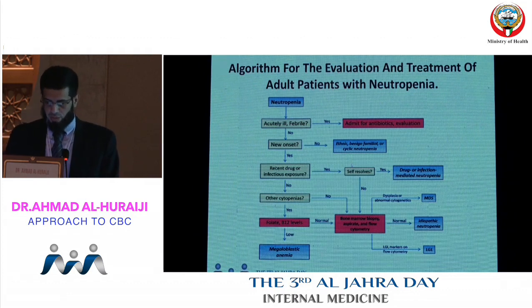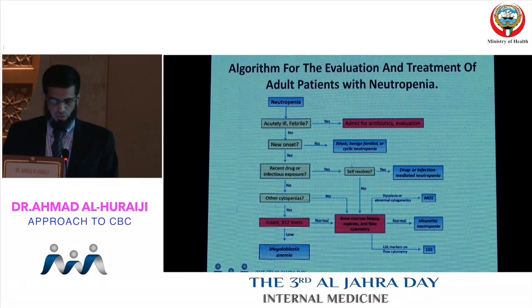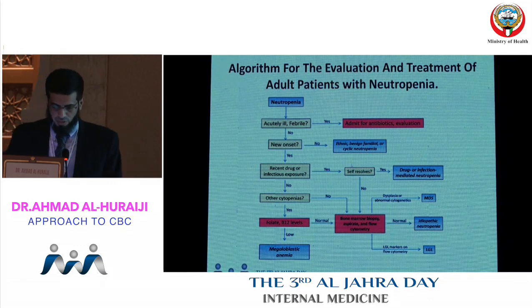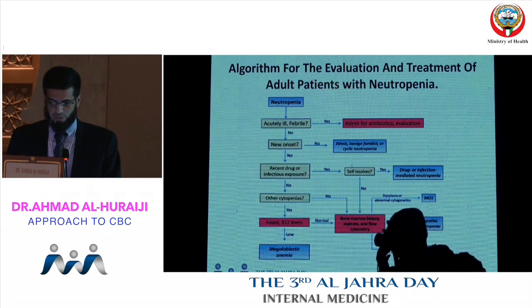If the patient is acutely ill at triage, the physician should consider a fundamental question: whether there is severe neutropenia and fever. If so, admission, IV antibiotics, and further evaluation. If it's not a new onset, then we think about the familial type. If there is any drug or infection, or other cytopenia present, we check for B12 and folate. And if there is none of them, then we go for a bone marrow evaluation.